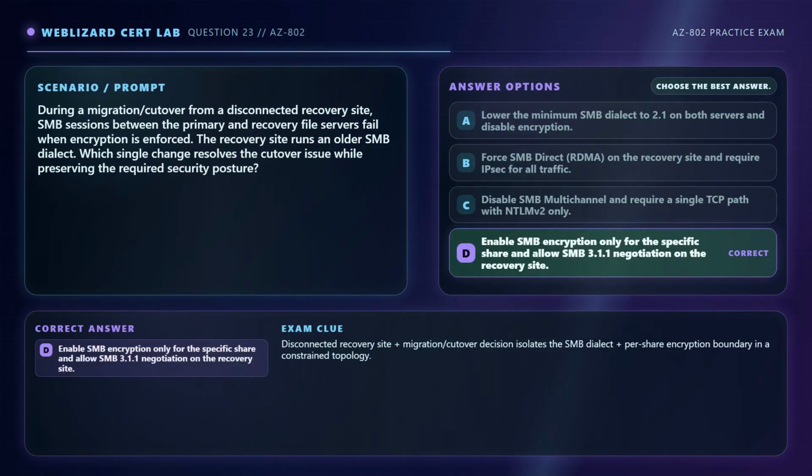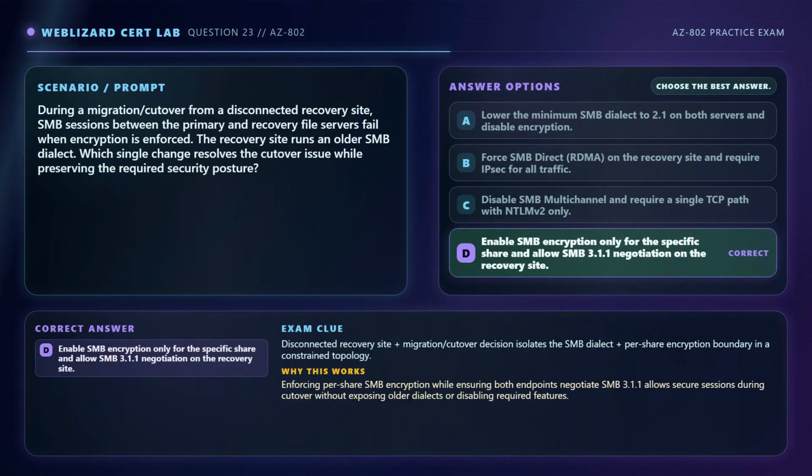The correct answer is D. Enable SMB encryption only for the specific share and allow SMB 3.1.1 negotiation on the recovery site. Enforcing per-share SMB encryption while ensuring both endpoints negotiate SMB 3.1.1 allows secure sessions during cutover without exposing older dialects or disabling required features. Disconnected recovery site plus migration/cutover decision isolates the SMB dialect plus per-share encryption boundary in a constrained topology.